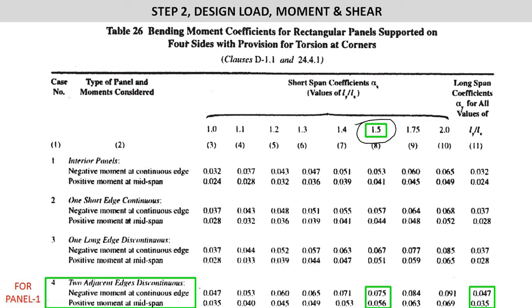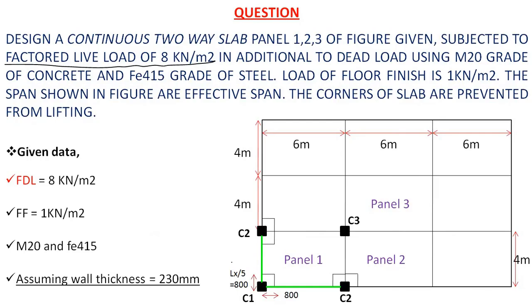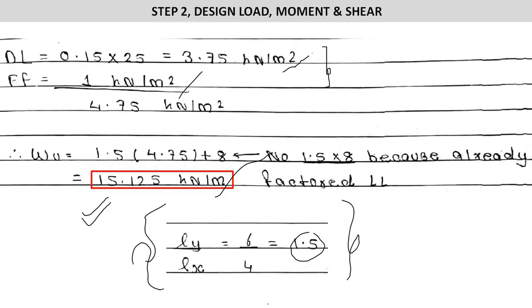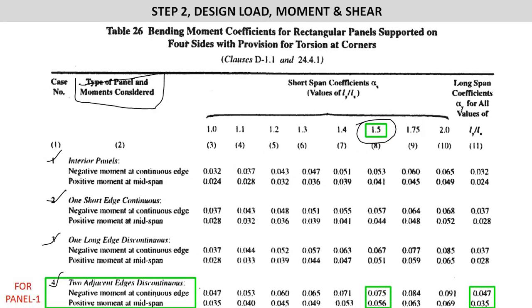For panel number 1, it is given the type of panel and moment considered, and there are many cases, 1, 2, 3, 4. For panel 1, case number 4 is suitable. Let us read case number 4: two adjacent edges discontinuous. In our case, this is one adjacent edge and this is the second adjacent edge, so these two edges are discontinuous. So in our case this fits, so we will use case number 4.